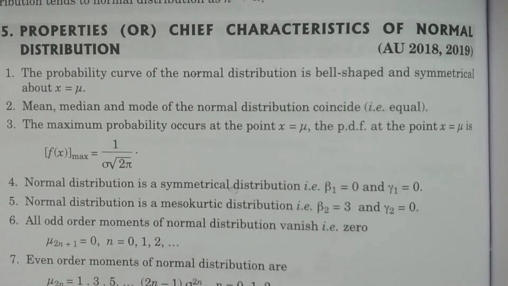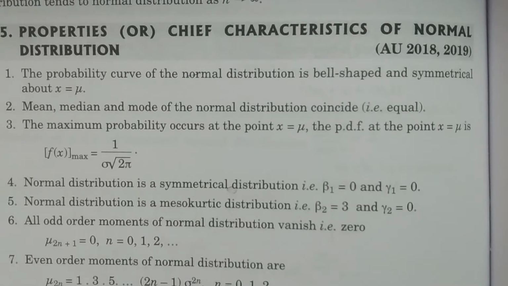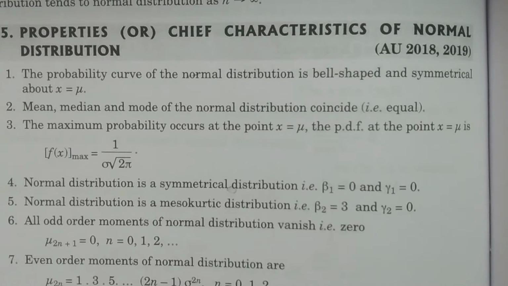Here is a very crucial distribution, called the normal distribution. Its properties are very important because many distributions, for large values of n or large values of degrees of freedom, follow a normal distribution. So that is the reason why the properties are very important.